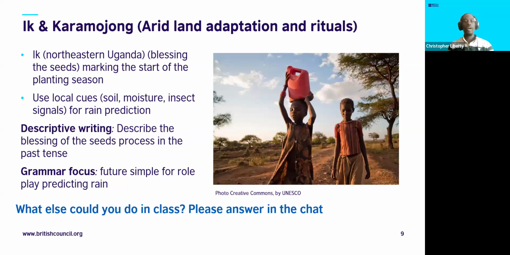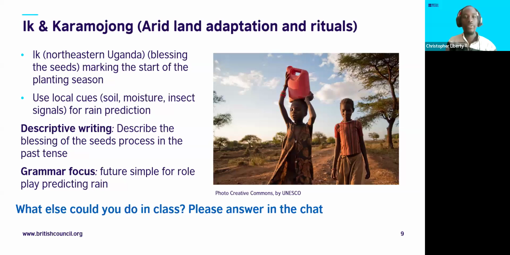All right, we also have the Ik and the Karamojong, who are in the northern parts of Uganda, and they also have interesting understandings of our Mother Earth. A lot of them have an understanding of insect signals. They also use local cues to predict the rainfall. So that, of course, helps with the planting and the tilling of the ground.